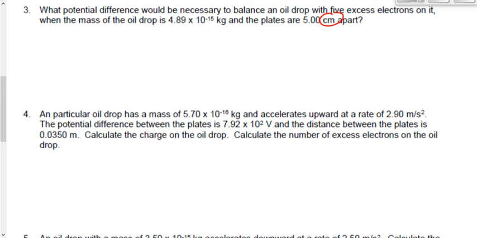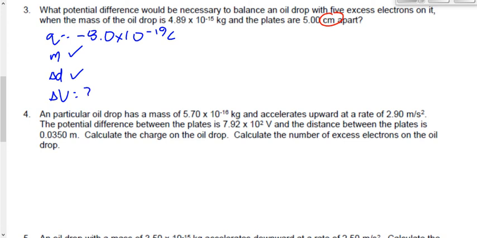Okay, we have 5 excess electrons, which means the charge here is going to be negative 8.0 times 10 to the minus 19 coulombs. The charge of 1 is 1.6. The charge of 5 is 5 times that, or negative 8.0 times 10 to the negative 19 coulombs. We've got a mass of the oil drop. We've got a distance between the plates. We're looking for the potential difference here.